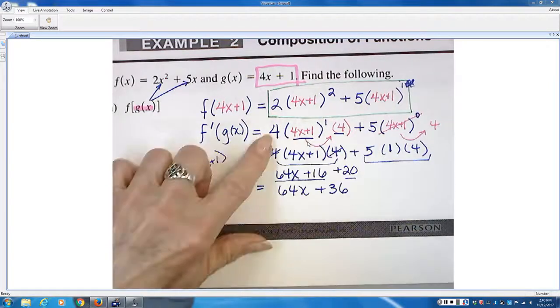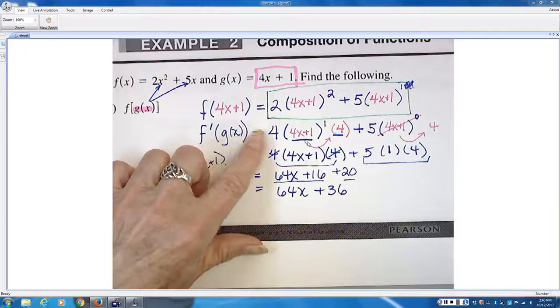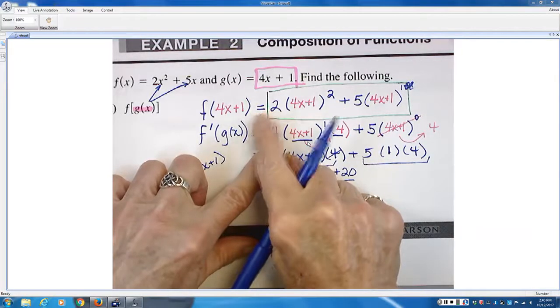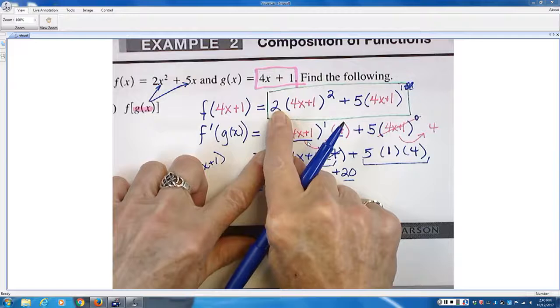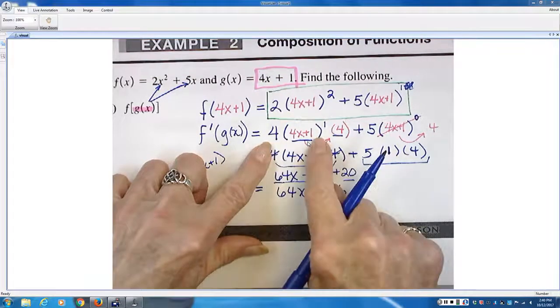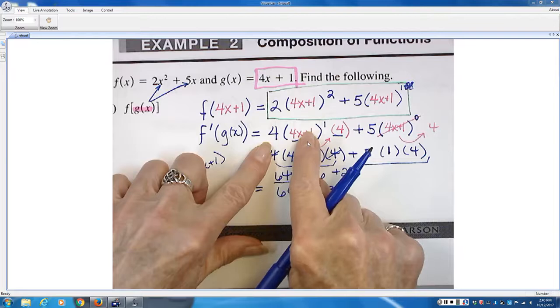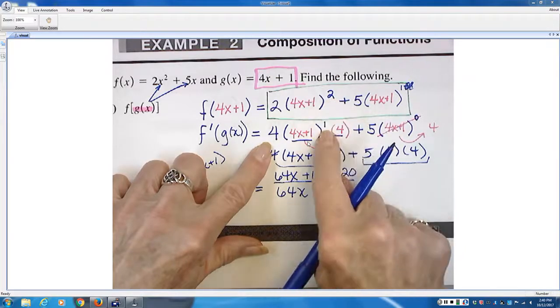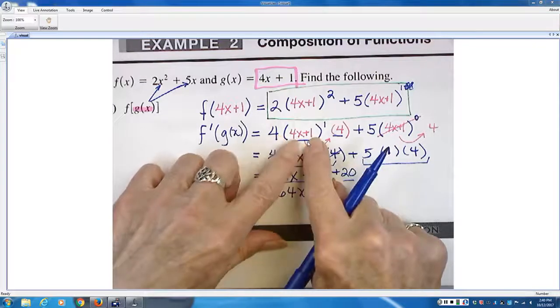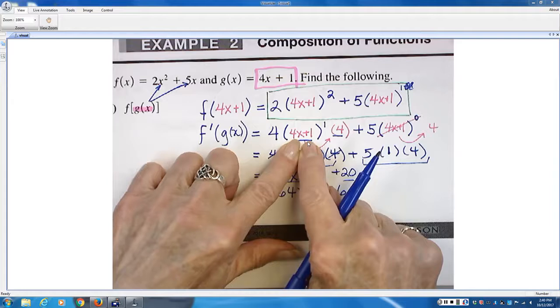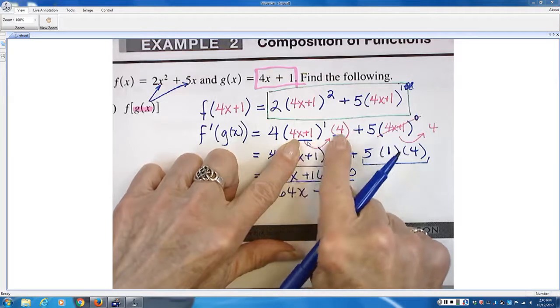So when you get ready to take your derivative, the derivative says bring the 2 down in front and multiply it by whatever's in front. So 2 times 2 gave us 4. Keep what's in the parentheses, which was g of x, and then reduce the power on the parentheses by 1. Then multiply by what's in the parentheses, because what's in the parentheses is itself a function. So you have to take the derivative of the inside function.